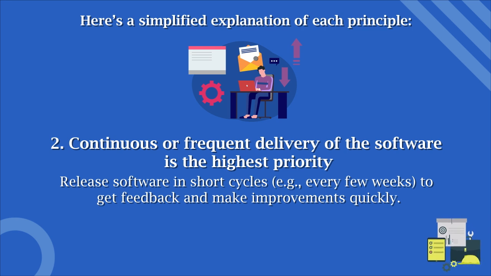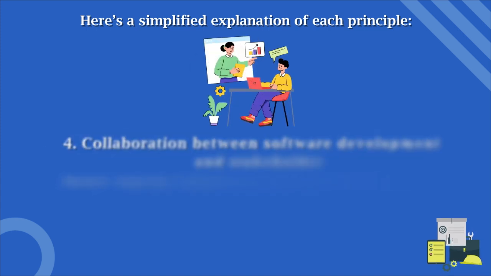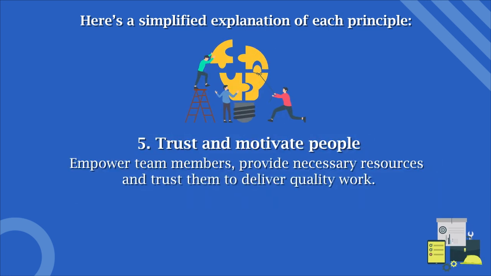Release software in short cycles to get feedback and make improvements quickly. Software changes throughout the development process. Embrace changes to requirements as they can enhance the product and better meet customers' needs. Collaboration between software development and stakeholders. Ensure ongoing collaboration between stakeholders and the development team to align on goals and expectations. Trust and motivate people. Empower team members, provide necessary resources, and trust them to deliver quality work.